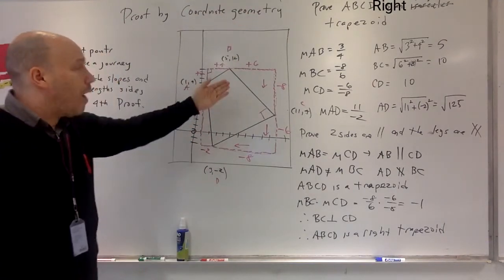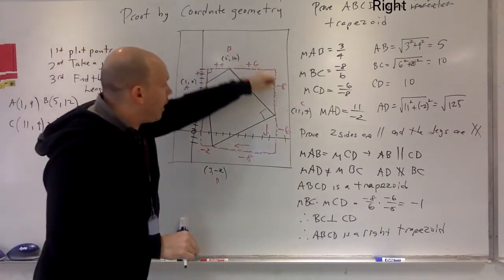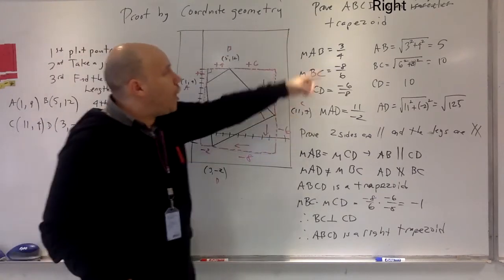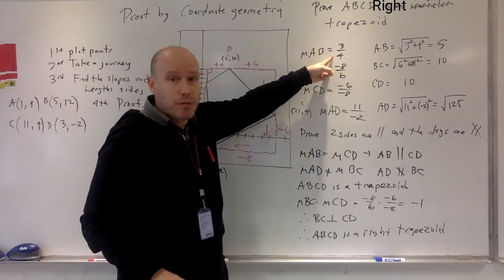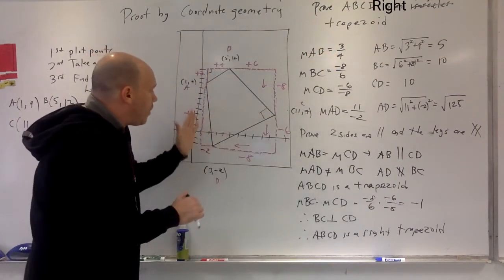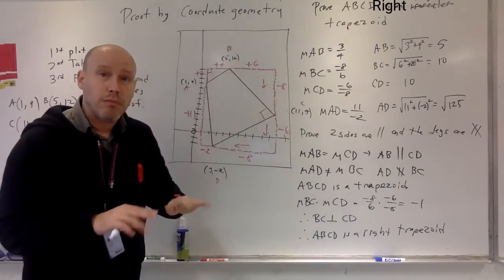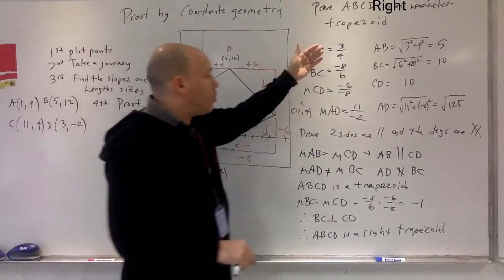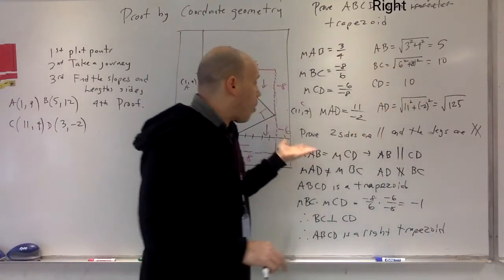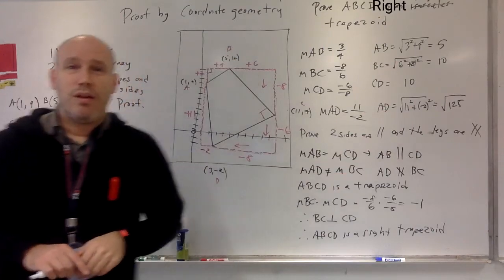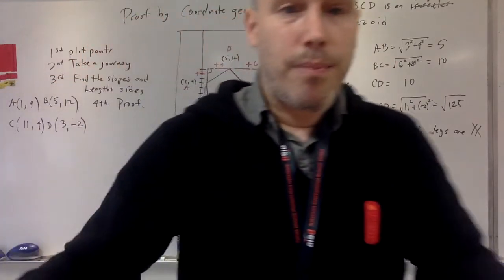Once again, plot the points, take your journey, write the slopes, change in y over change in x. Once again, don't get nervous. Once again, these lines are either increasing or they're decreasing. Next, find the slopes and the distances, and then start writing statements. Now, what are these statements? So let's move the screen over here.